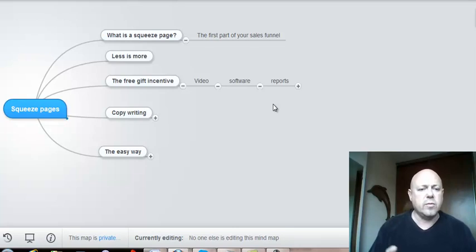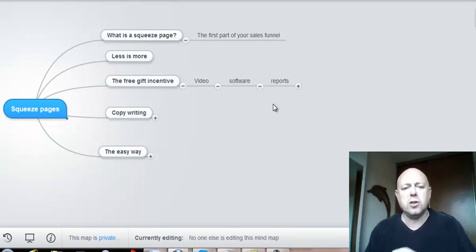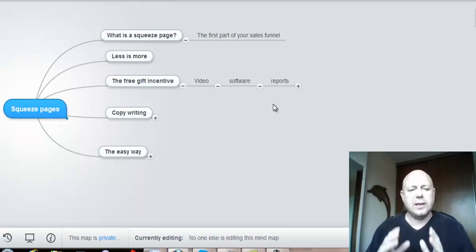You might split test by creating two squeeze pages and have one a bit different from the other. Just see what works each time and keep improving on it. Always think about improving on it. So you're constantly testing and tweaking. That is the key to being successful in this business and this particular business model. It's not to just put something out there and then leave it.